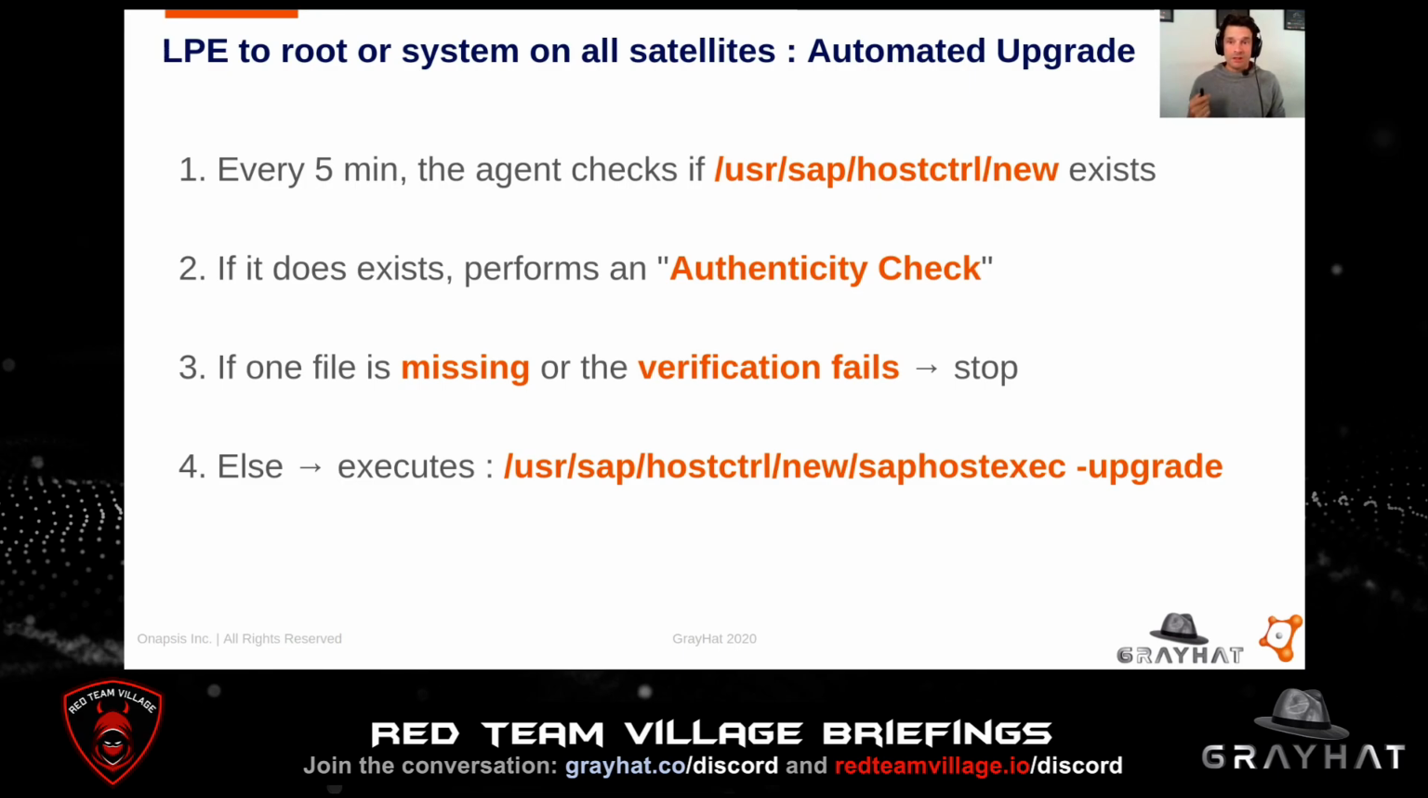if the directory /usr/sap/hostcontrol/new exists. If this directory exists, it performs an authenticity check on it. Basically, it calculates hashes, counts the number of files, checks if the files have the right names, etc. If one is missing, one verification fails, or whatever, it just stops. And if everything appears okay, the Subpost agent executes as root the Subpost exec binary in this new directory.